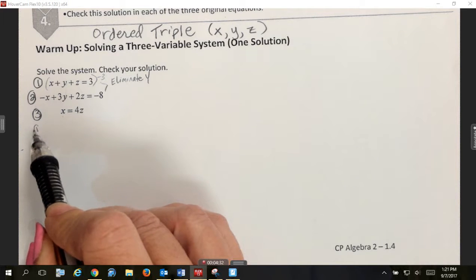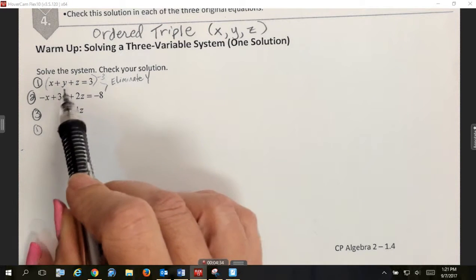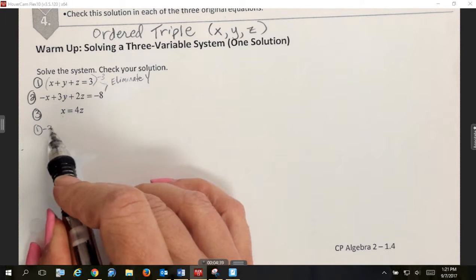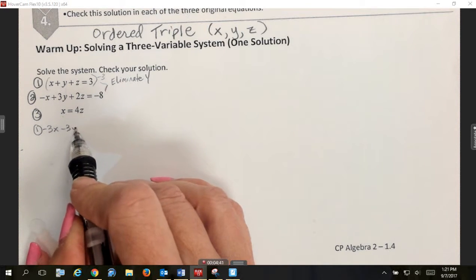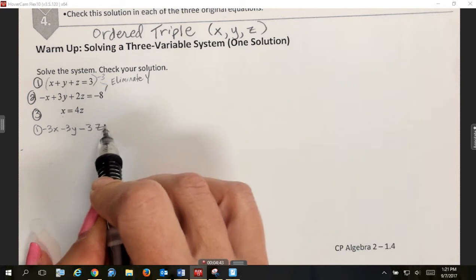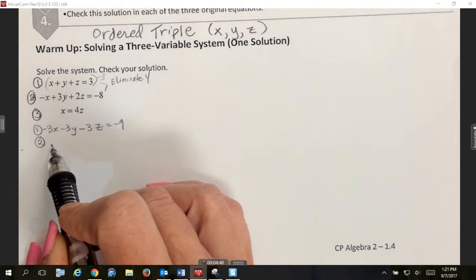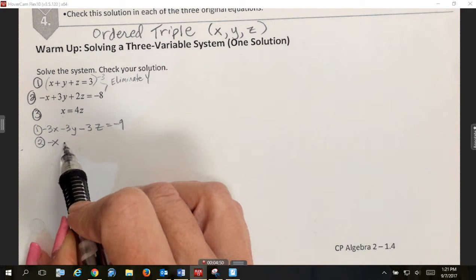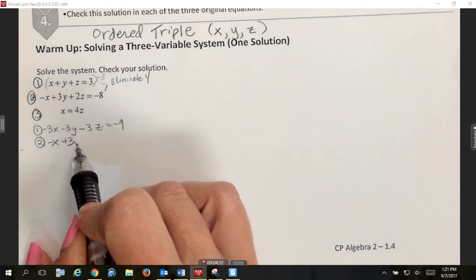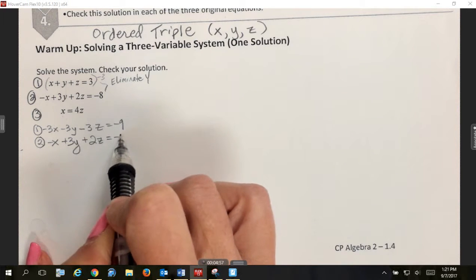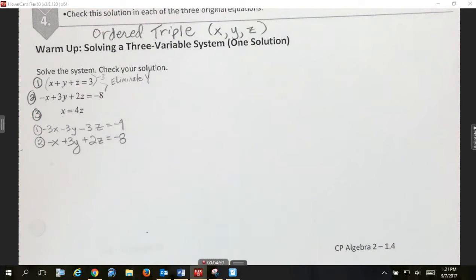I'm going to rewrite the top equation. I'm not going to just write it up here, I'm going to rewrite it because I'm going to stay organized. -3x minus 3y minus 3z equals -9. And I want to add that to equation 2. So I'm going to rewrite equation 2 even though I didn't change it. Because if I'm lazy and make silly mistakes, it's going to be way more work in the long run. I'm going to avoid those by staying organized.